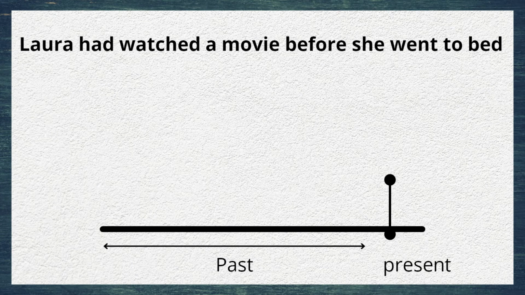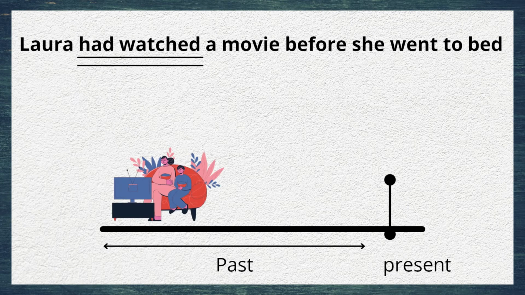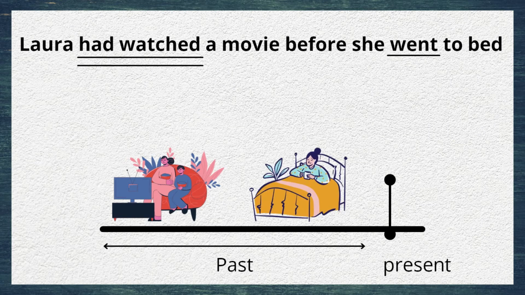Sentence number 1, Laura had watched a movie before she went to bed. Now, I want you to pause the video and find the first action that happened in the past, the oldest one. So here we have Laura had watched a movie before going to bed, before she went to bed. So the oldest action is watching a movie. So we used had plus the past participle. And then for the second action, we used the past simple.